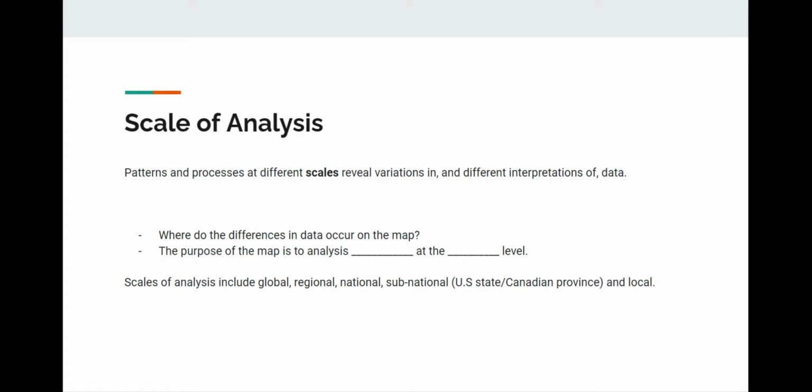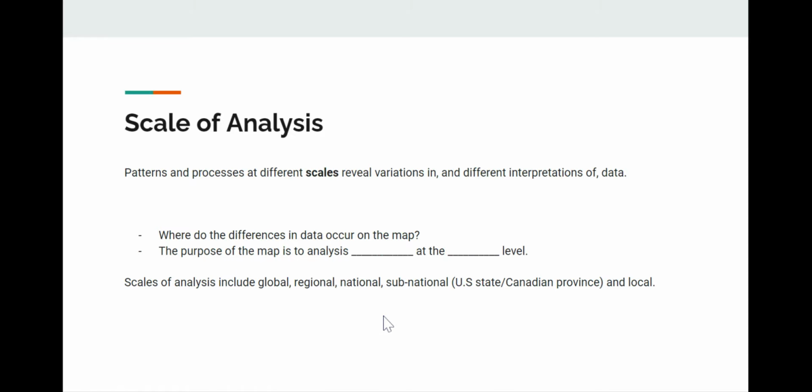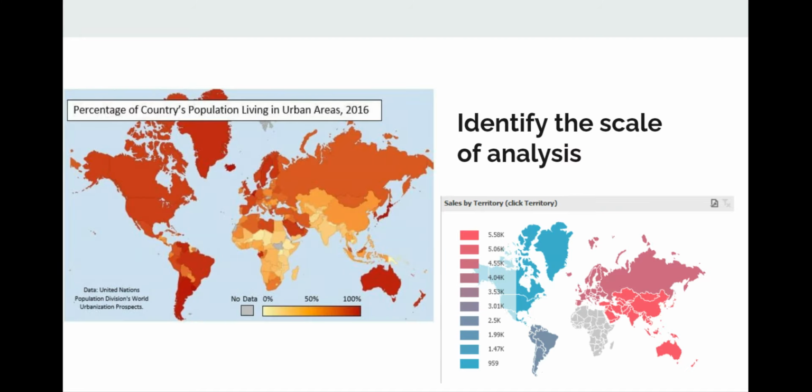Okay, so scales of analysis include global. So again, the entire world. So that would just be one. If it's like a choropleth map, that would just be like one color, counting up the entire world of how many things exist. So that probably doesn't exist as much. Regional, national, subnational, and local. So again, we'll see how these terms change as we apply them to scale of analysis.